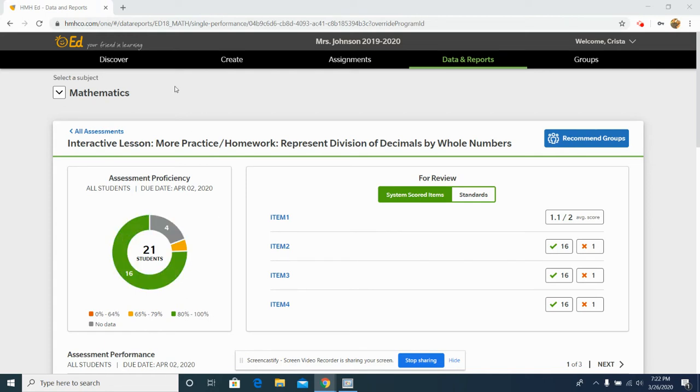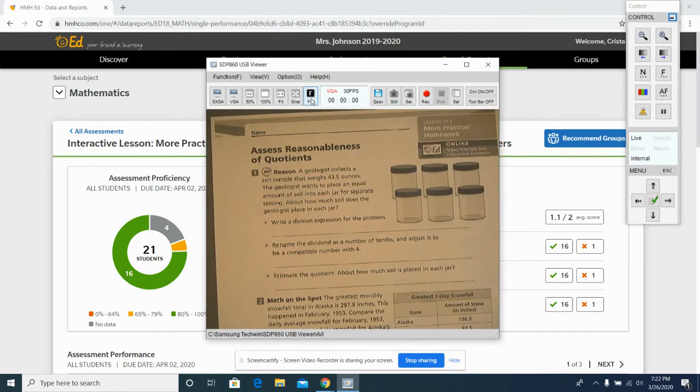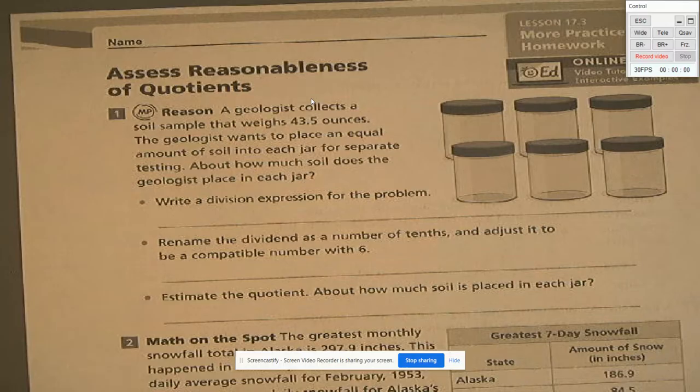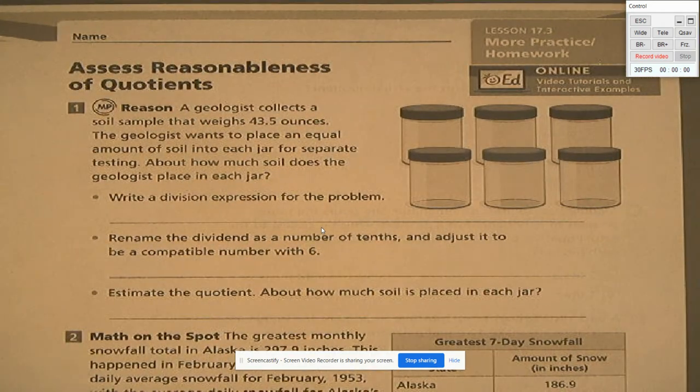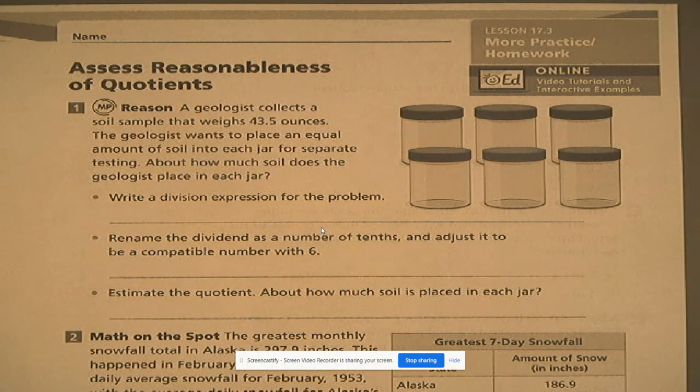All right. So we're going to get with our lesson. This is for 17.3, assess reasonableness of quotients. I'm going to give you a hint. You may want to take some notes while you watch this video. Okay, this is going to help you. So we're talking about assessing reasonableness.